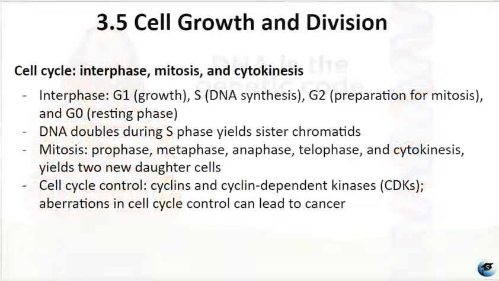The cell cycle orchestrates cell life from creation to division and comprises interphase, mitosis, and cytokinesis. Interphase involves distinct phases including G1 for growth, S for DNA synthesis, and G2 for preparing for mitosis, and G0 represents a resting phase. During the synthesis phase, DNA replicates, resulting in sister chromatids attached by a centromere. Mitosis encompasses prophase, metaphase, anaphase, and telophase, followed by cytokinesis, leading to the formation of two daughter cells.